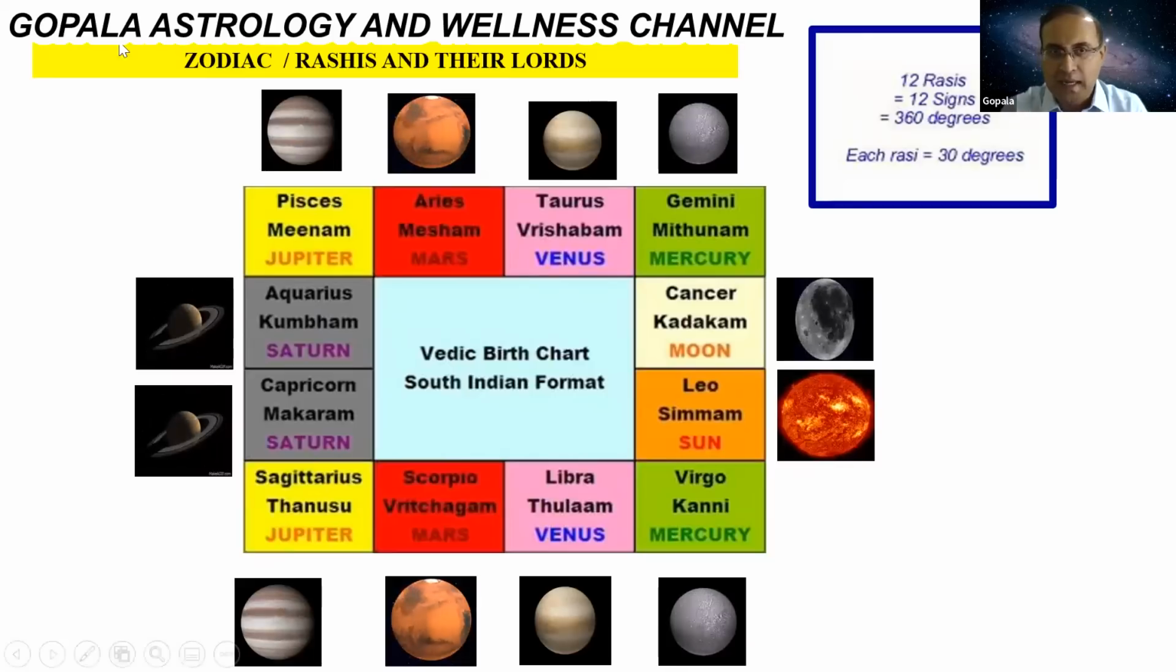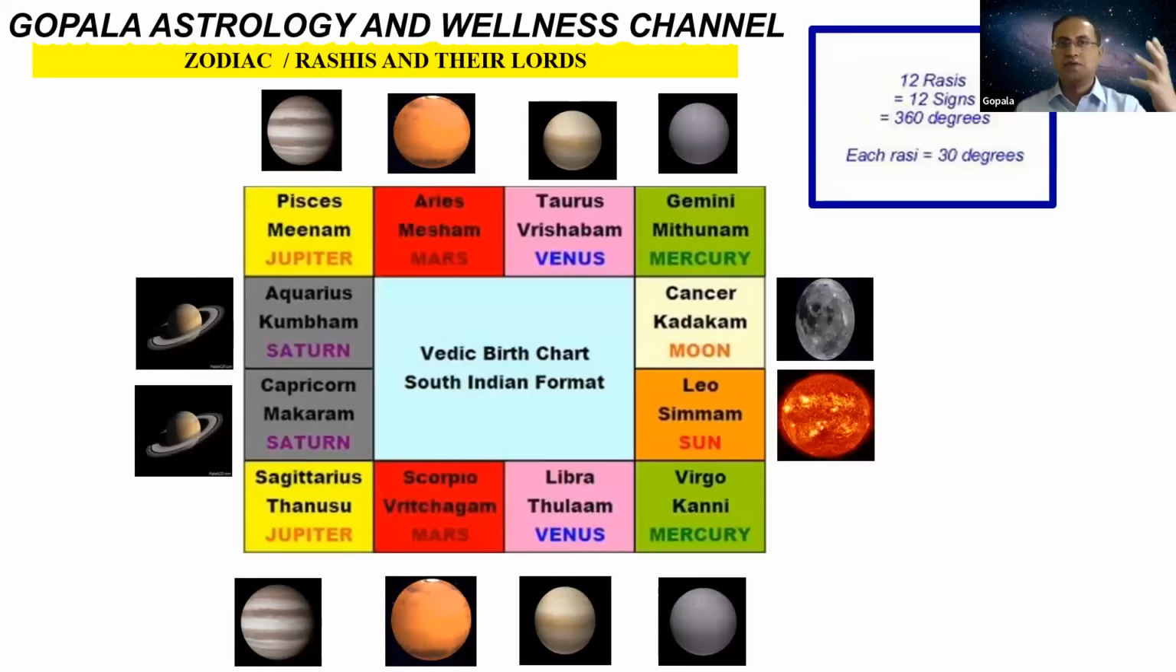Whenever the planet stays in its own house, for example, when you sit in your home, you will be in your shorts and you will be in your comfortable position, and then you will give the best results, right? You will be in a very happy state. So that is actually the ownership.